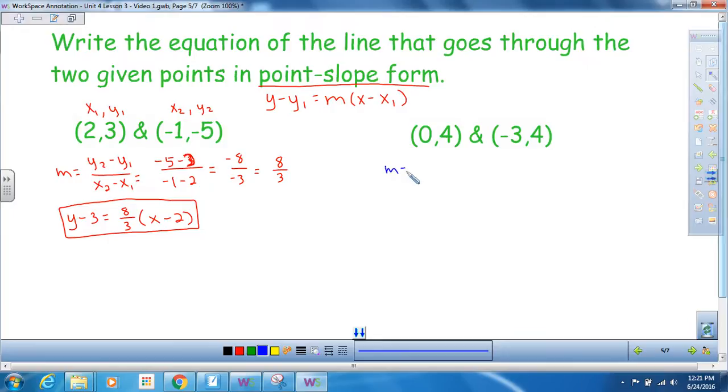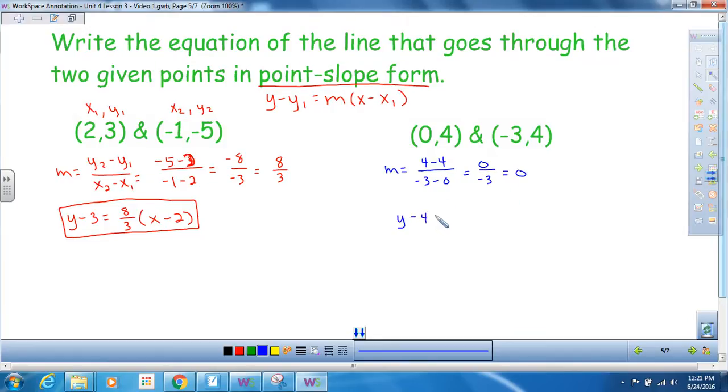All right, we need to find the slope first. So I'm going to do 4 minus 4 over -3 minus 0. Okay, 4 minus 4 is 0. -3 minus 0 is -3. And this gives me 0. Okay, well I can still plug that in.